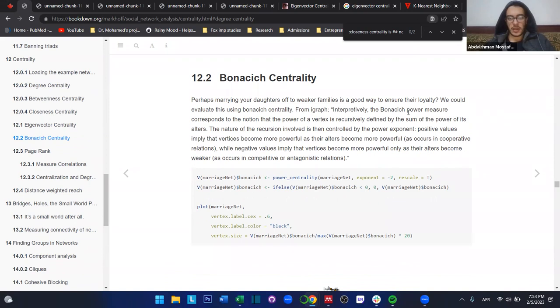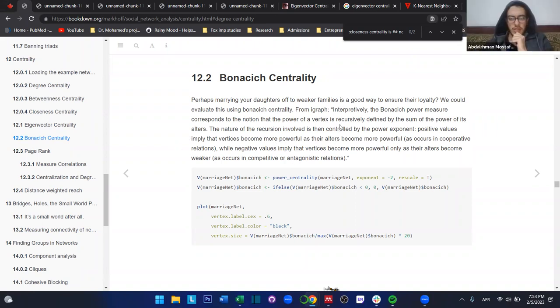So under that assumption, Bonacich centrality utilizes a power exponent that, if positive, would make families stronger if they are connected to more powerful families, and if negative, would make families stronger if they are connected to weaker families, right? And in that particular example of marrying your daughter to weaker families, the Bonacich centrality would be higher because you would then be using a negative exponent. Right? Yes.